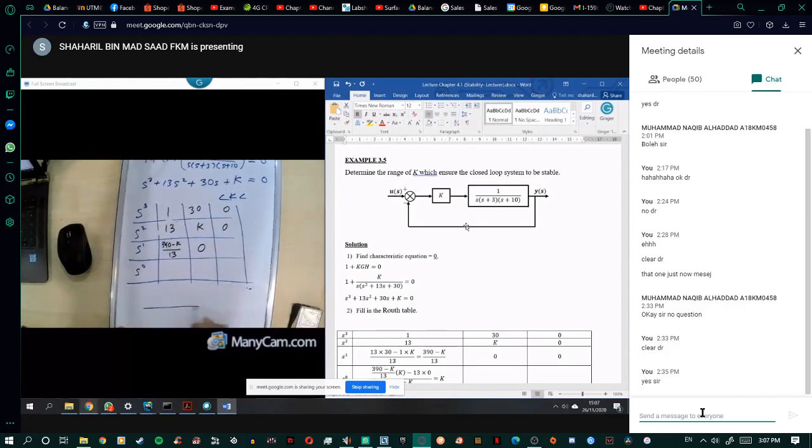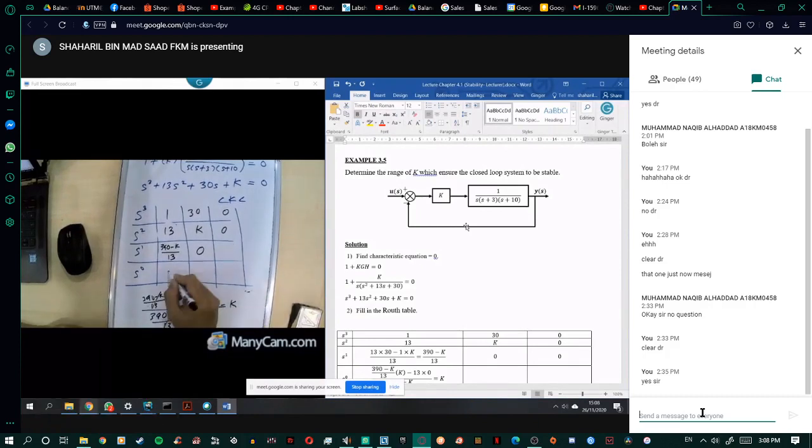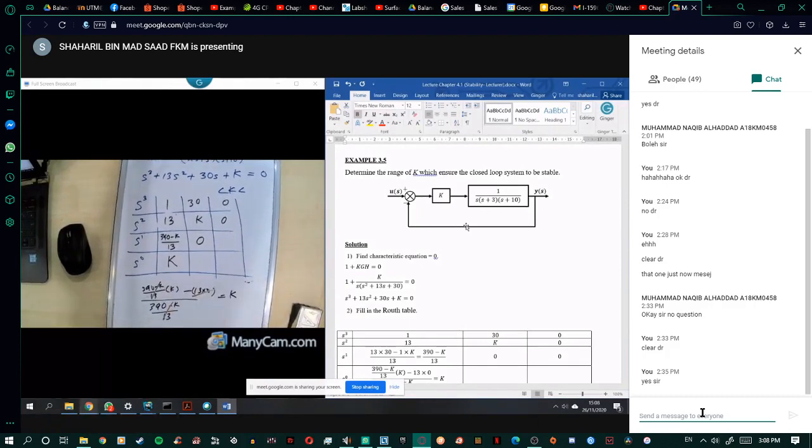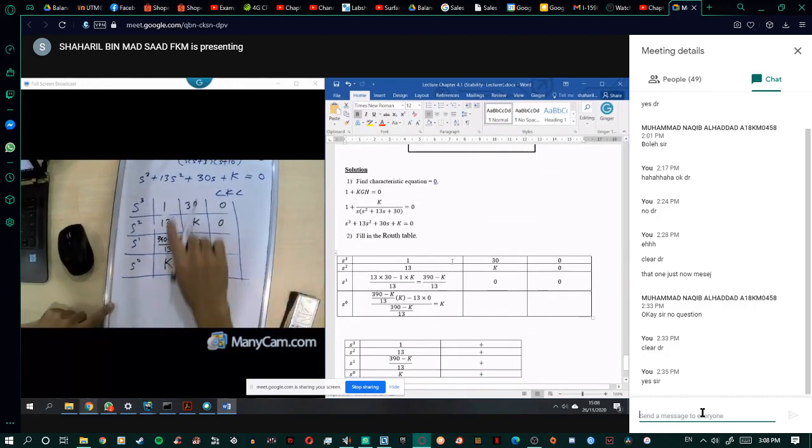So to find this value, 390 minus k divided with 13. Alright, so 13 times 0, 0. Oh, sorry, this one times this one, so 13k divided with 13 times k minus 13 times 0. So you got this one 0, this one cancels with this one, then you got k. Now you got k. Okay, alright, good. Okay, done. So this is the root table that we got.